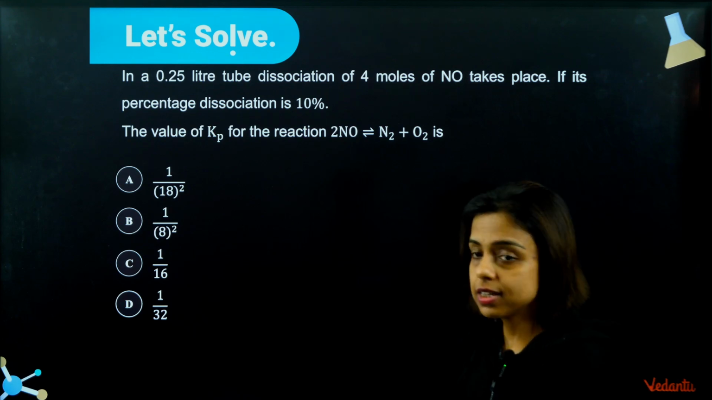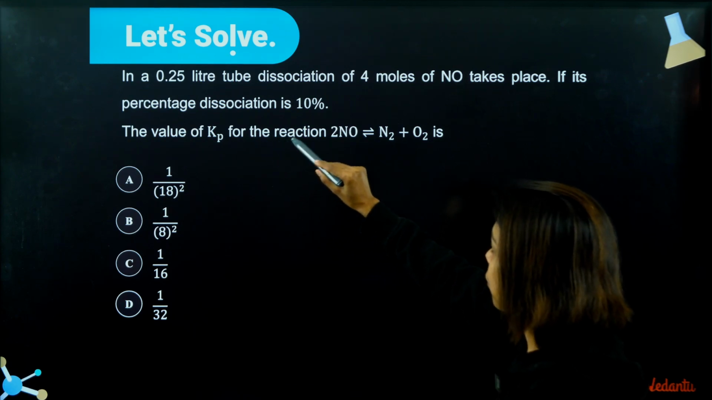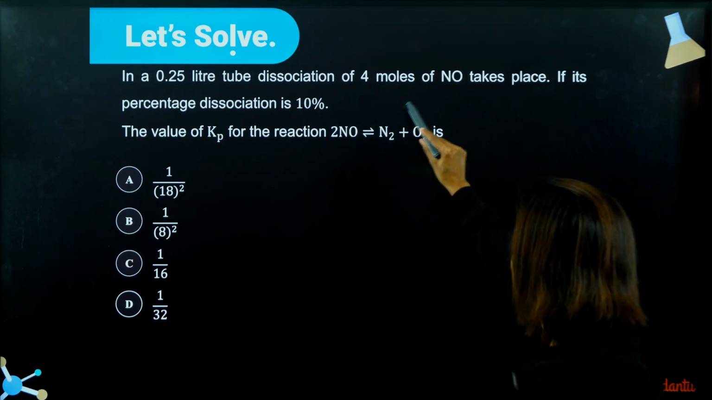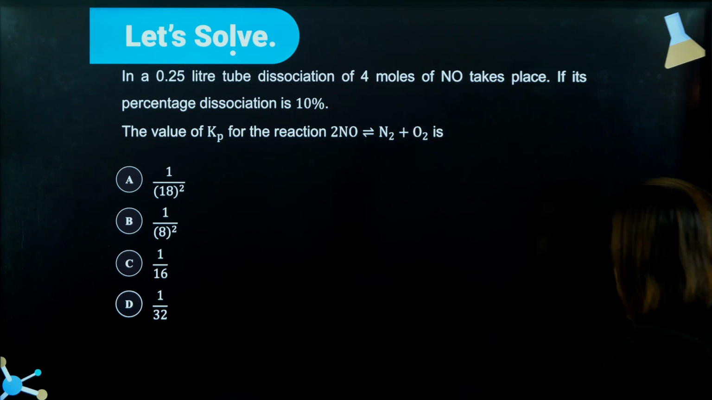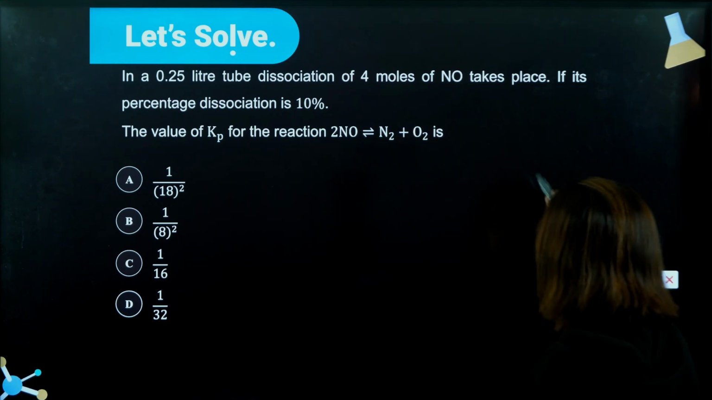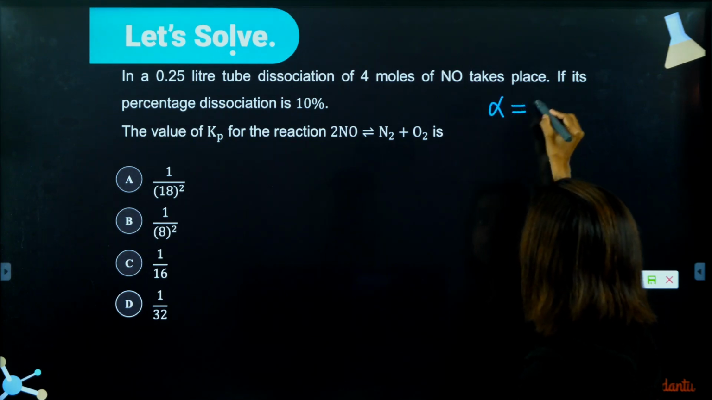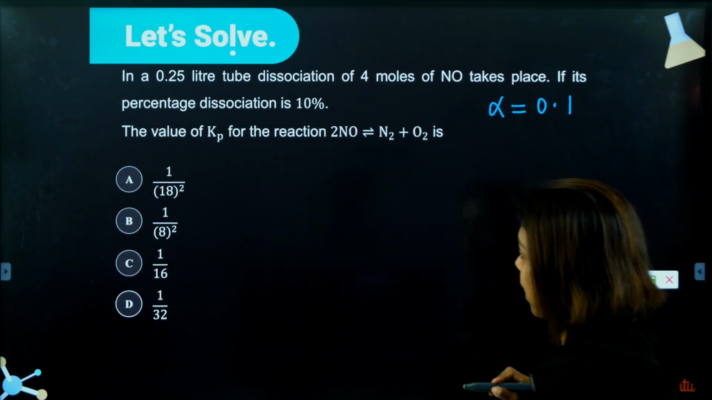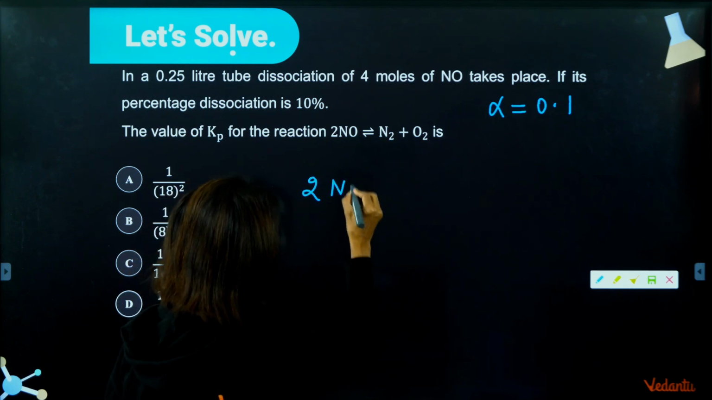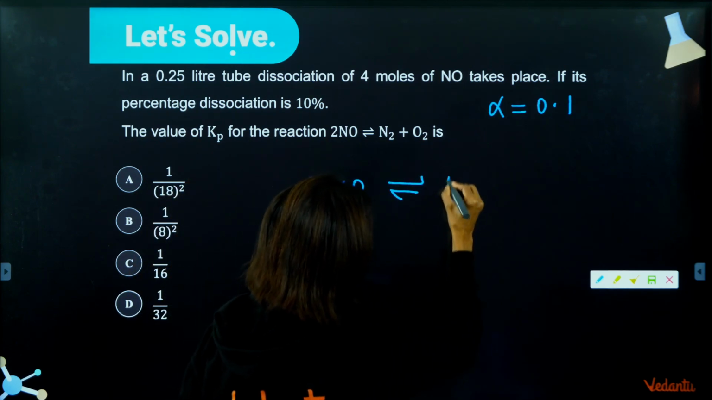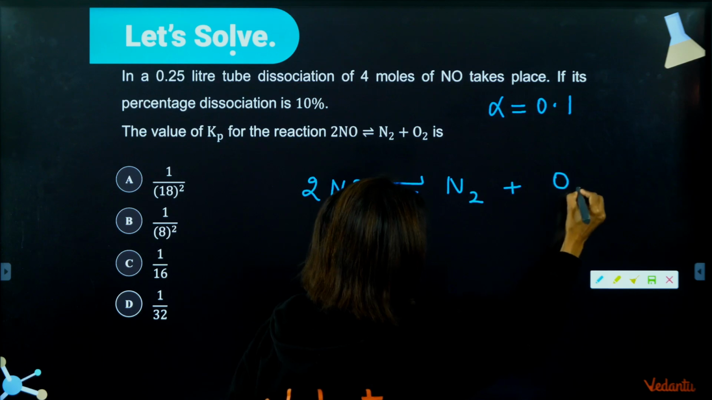Now the question is, in a 0.25 liter tube, dissociation of 4 moles of NO takes place if the percentage dissociation is 10%. So there is a reaction, alpha is given. So what is the value of alpha here? Alpha is 10%, that means 0.1. The alpha value is 0.1. Let me write the reaction. 2NO gives N2 plus O2, right?